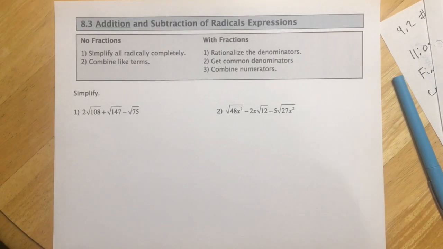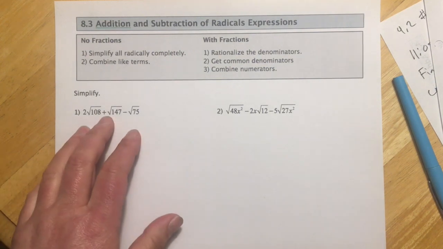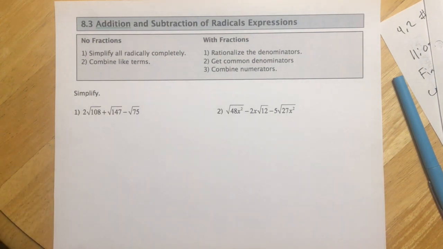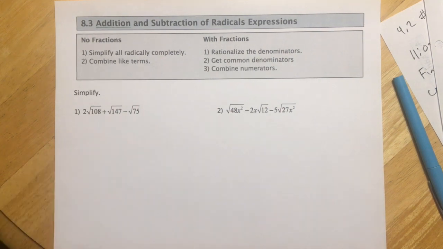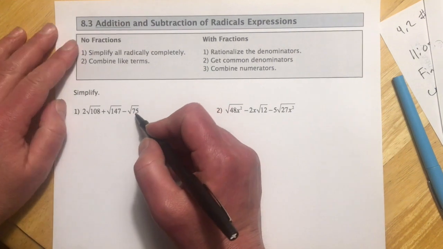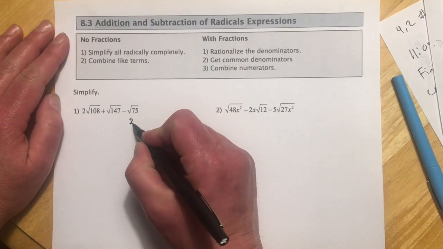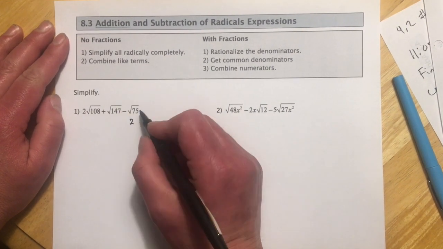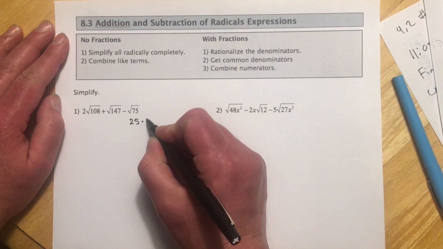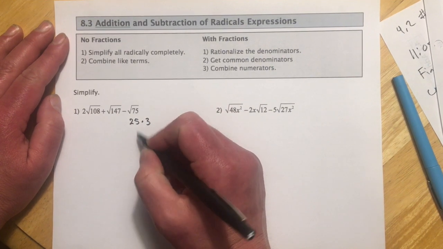Section 8.3, we got adding and subtracting radical expressions. With these ones, they have to be like terms. A lot of times you start with the easier numbers and use that to find what's going to work for the rest. For instance, with the 75, I find that one easier than 108 or 147. Just spot that it's 25 times 3.